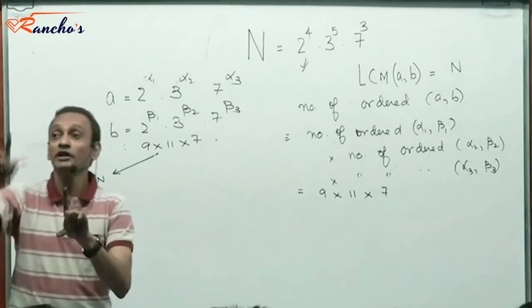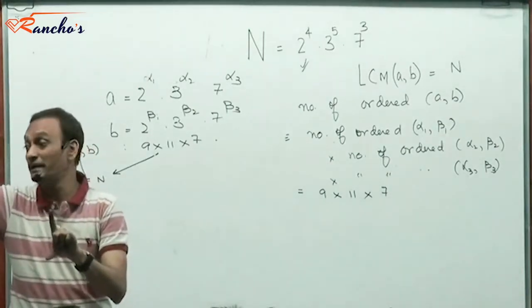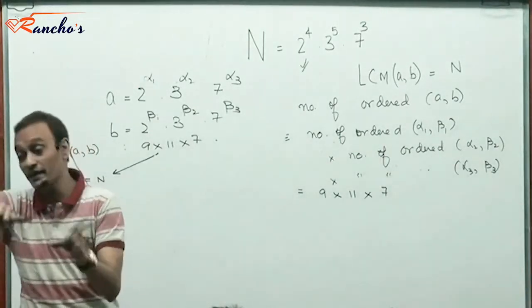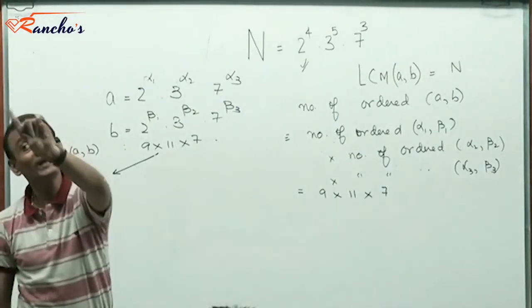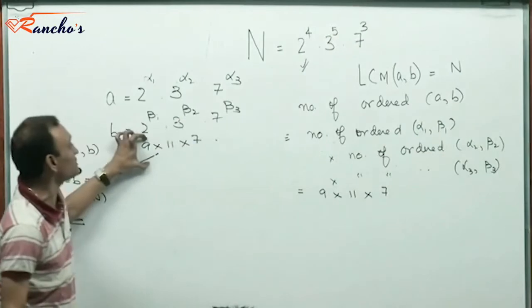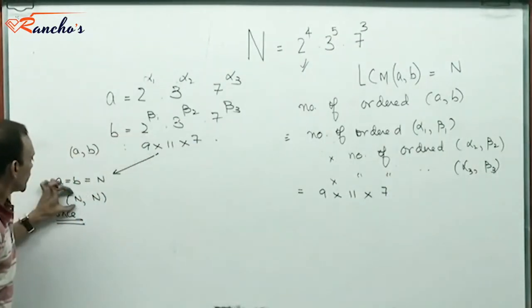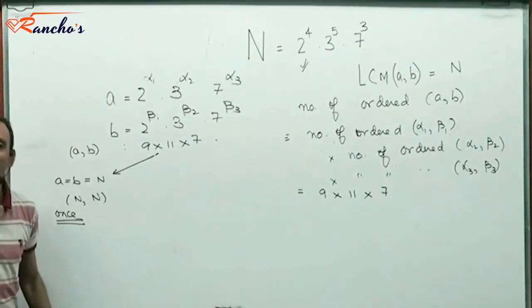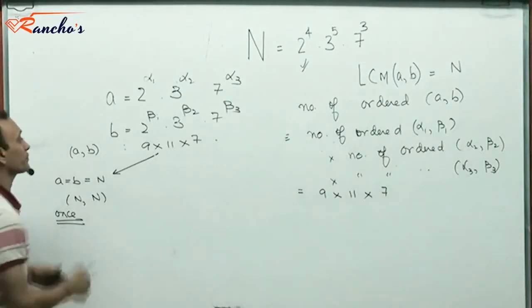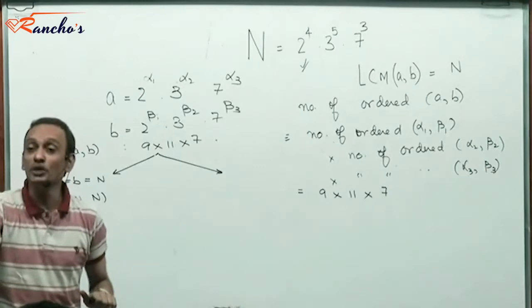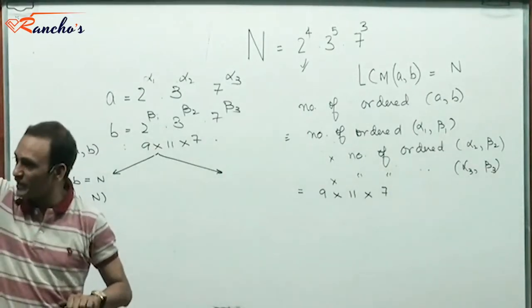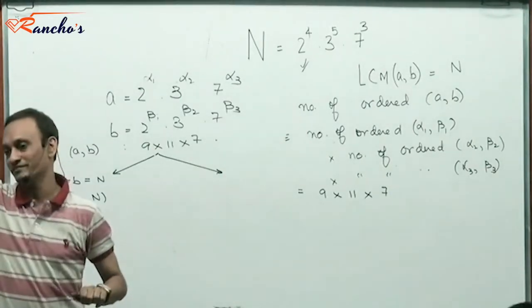Remember when I got alpha 1 equal to 4 and beta 1 equal to 4 appearing twice, I removed it once. So that n comma n appears only once in this count. These many pairs in which a pair n comma n has appeared only once. But the rest of the pairs have each appeared twice. That means if 2, 3 has appeared, then 3, 2 has also appeared.